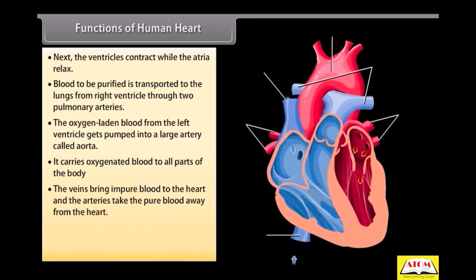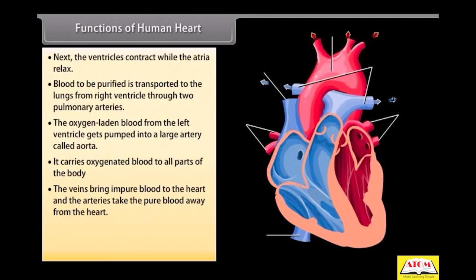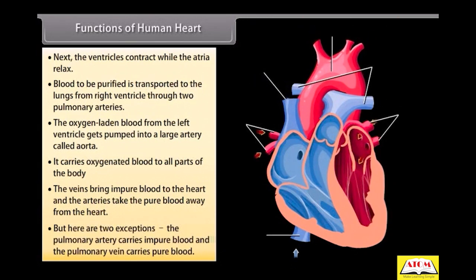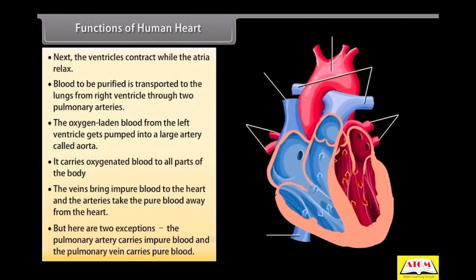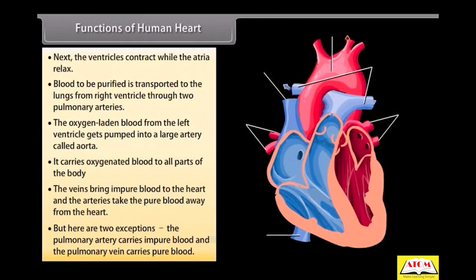The veins bring impure blood to the heart, and the arteries take the pure blood away from the heart. But there are two exceptions. The pulmonary artery carries impure blood, and the pulmonary vein carries pure blood.